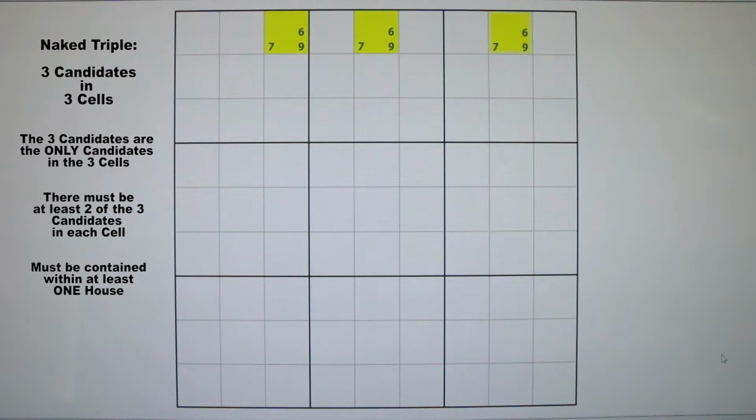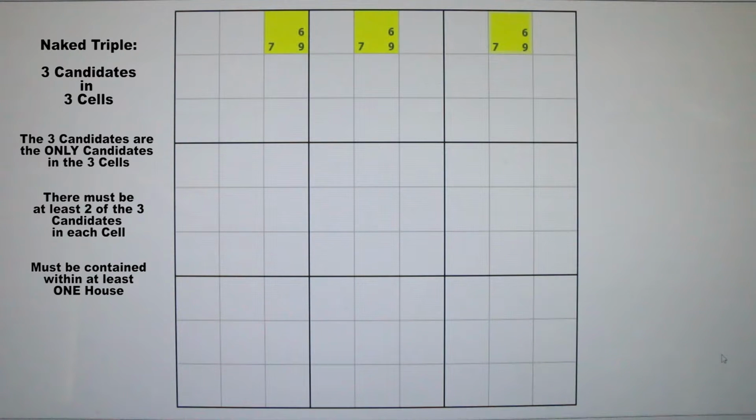Okay, here we have a standard naked triple. 3 candidates in 3 cells that all lie in the same house. In this case, row number 1. 769, 769, and 769. In this case, all 3 candidates occur in all 3 cells. So common sense will tell you that those 3 cells have to be solved with a 7, a 6, or a 9, because that's all they can be. But let's prove it by logic.